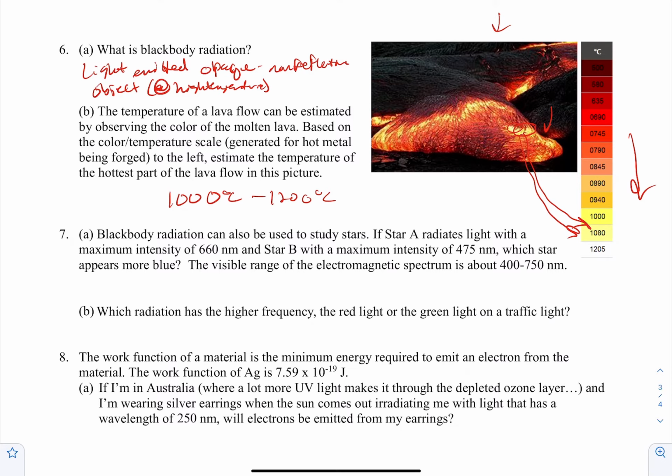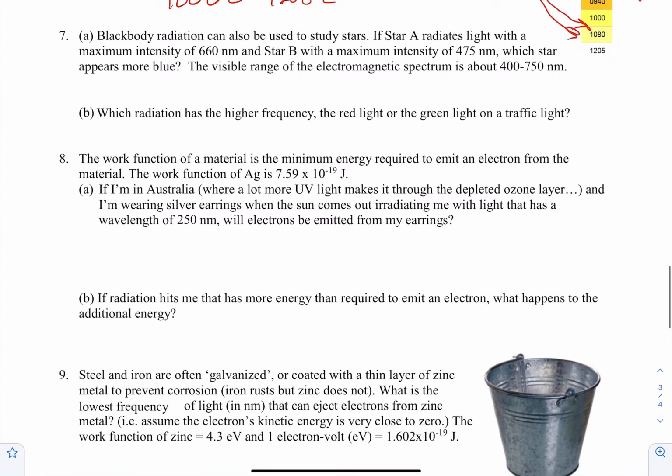Okay. All right, black body radiation can also be used to study stars. If a star A radiates a light with maximum intensity of 660 nanometers, and star B with a maximum intensity of 475 nanometers, which one appears more blue?